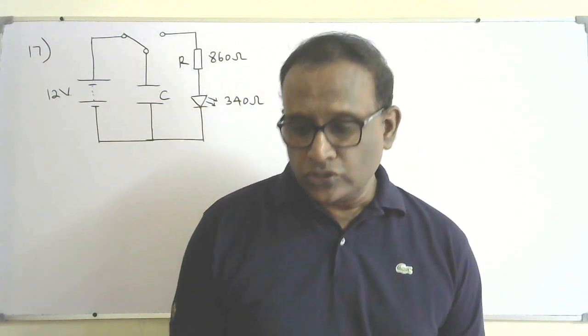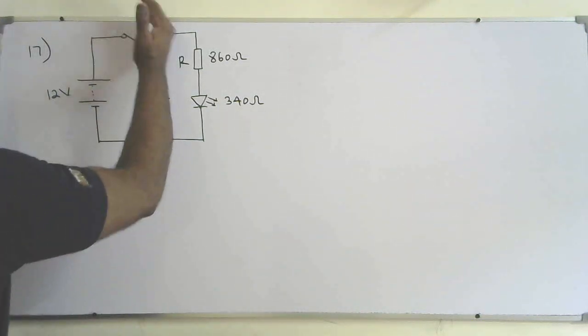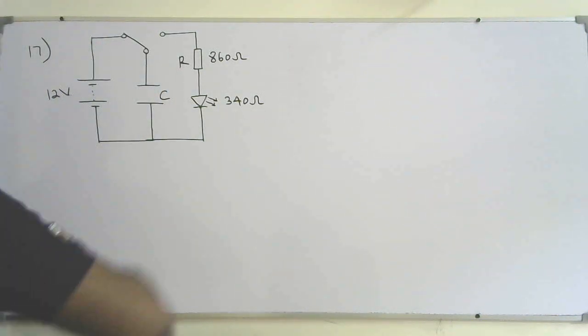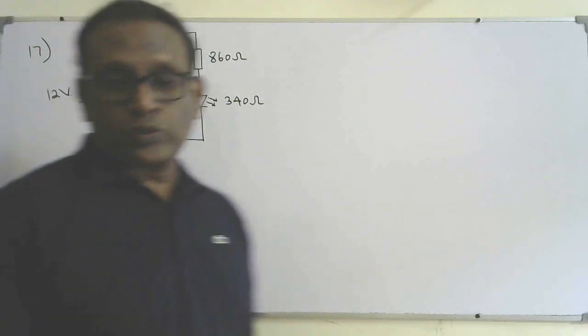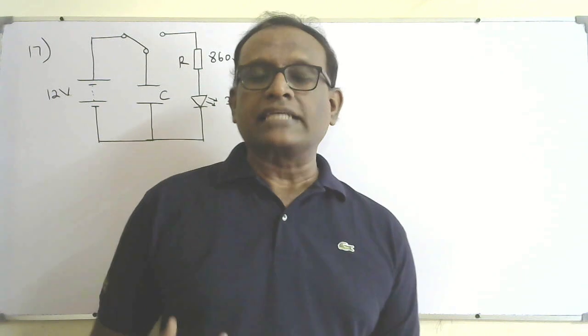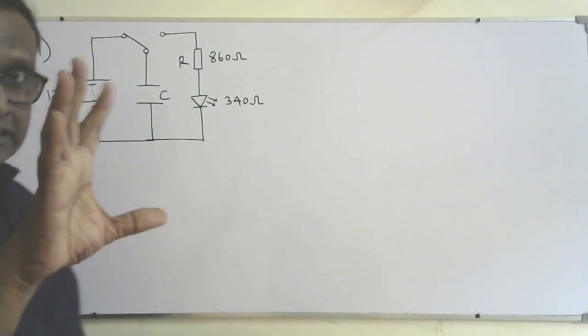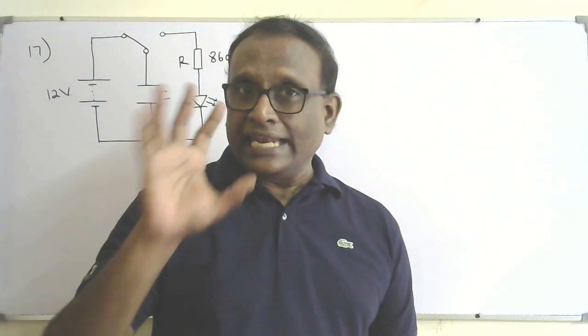So the diagram shows this one. What happens in this circuit is that when the two-way switch is connected to the left side, the capacitor will get charged to 12 volt. It will get the maximum charge, the maximum voltage of 12 volt. Then the LED is going to emit the light. That is going to be the night light, the LED bulb.